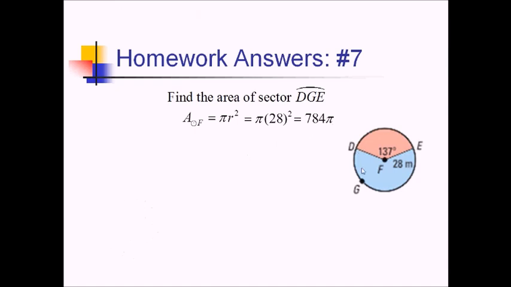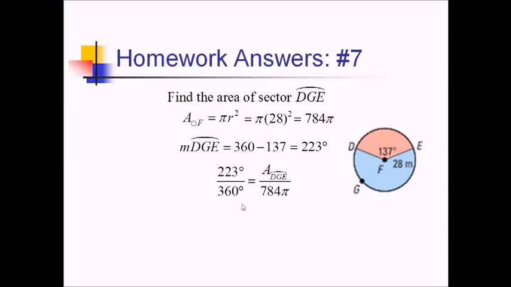Next, we need the angle, or the measure of this arc. So that's going to be 360 minus the 137 that they gave us for the minor arc, which comes out to, let's see, that's 223 degrees. So we can write the sector we're looking for divided by that whole area of 784 pi equals the 223 arc divided by that whole degrees of 360. If we multiply both sides by 784 pi, that'll isolate the area.